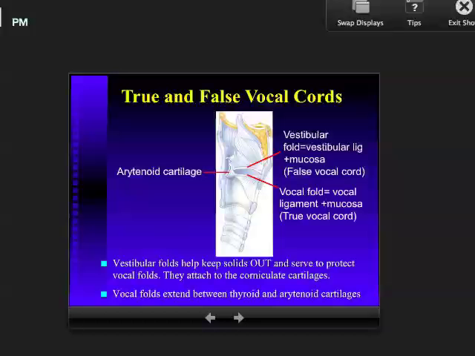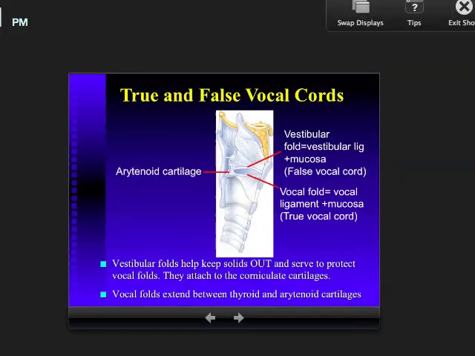Here you can see the true and false vocal cords, and these are really folds at the opening of the airway. The upper one, known as the vestibular folds, are folds simply because there's ligamentous tissue running front to back. And then it's covered with a stratified squamous non-keratinized epithelium. Why? Because those vocal cords sometimes are in contact with one another, rubbing and vibrating against each other. So it makes sense to have a stratified squamous, non-keratinized epithelium there.